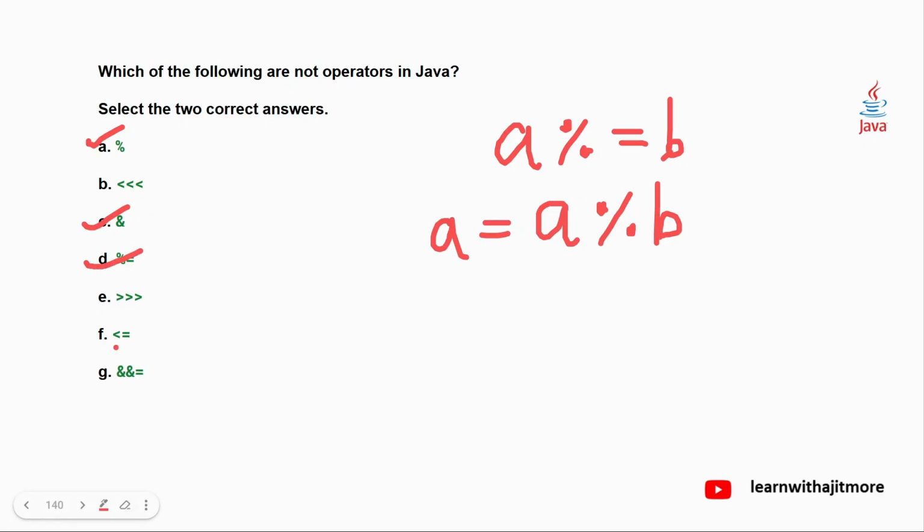Someone is telling F, but F is the less than equal operator. A less than equal to B, yeah, it will work. It's legal, sir. Three greater than sign, just now we discussed. B, sir. Okay, B is not there. We don't have three less than. Three greater than we have, less than we have.